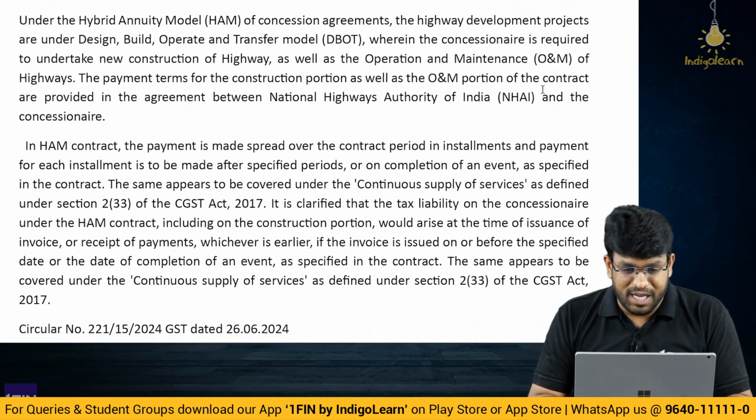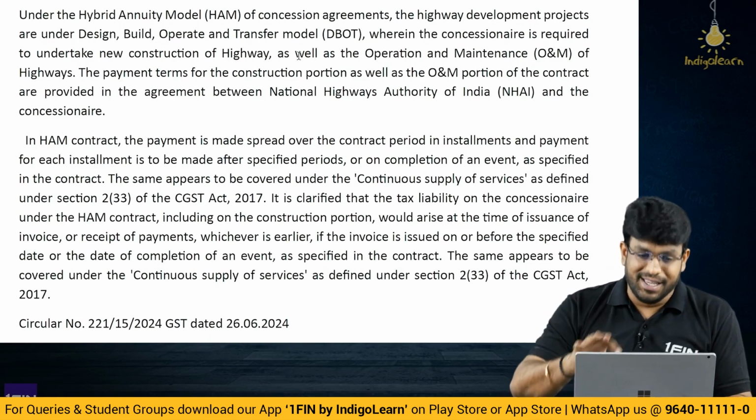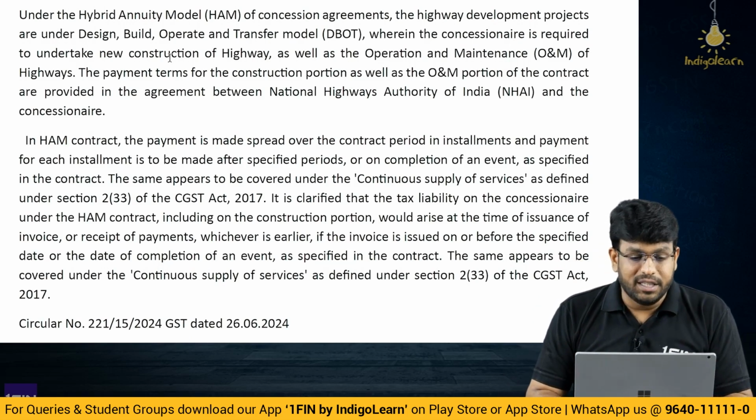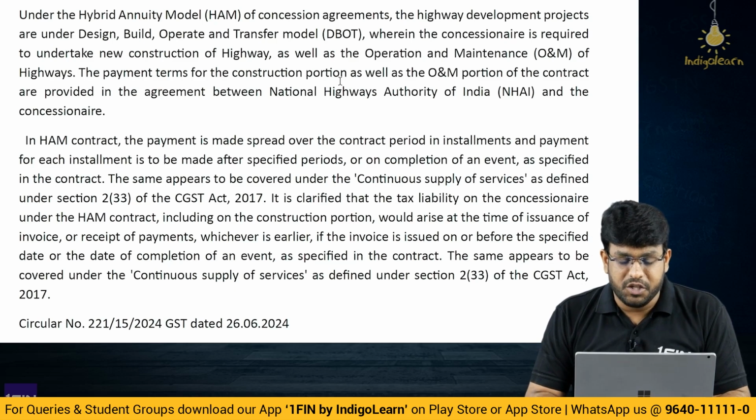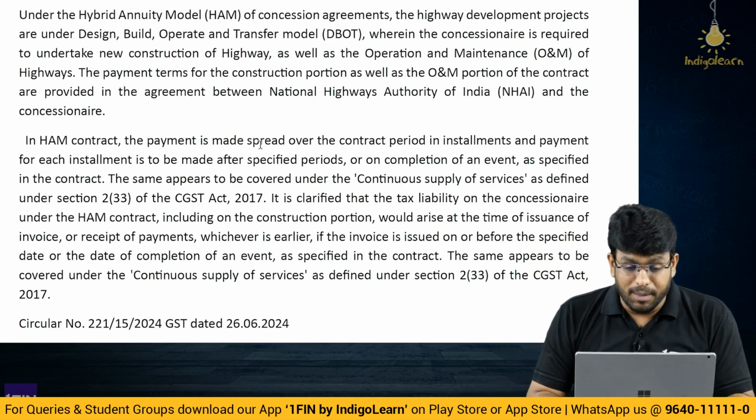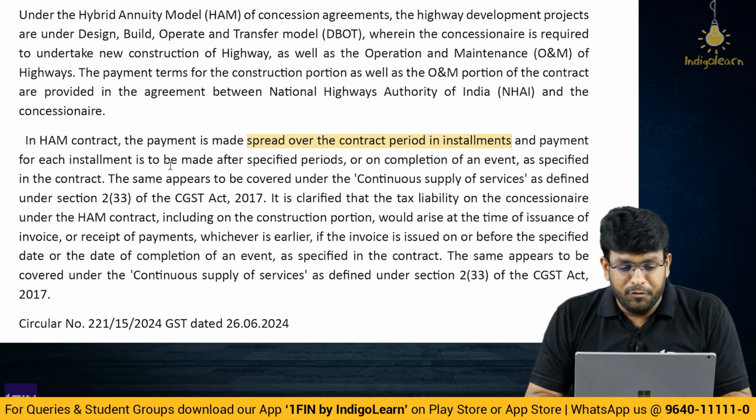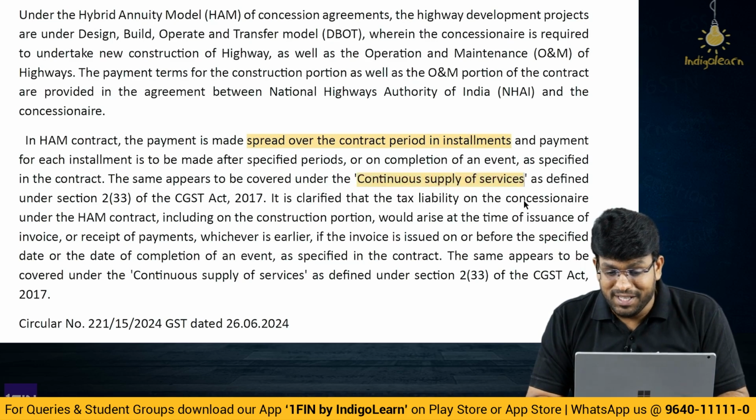Under the HAM concession agreements, the highway development projects are under a design, build, operate, transfer model. They are designed, built, operated and then transferred, where the concessionaire is required to undertake new construction of the highway as well as operational maintenance of the highway. And the payment terms for the construction portion as well as the operation and maintenance portion of the contract are provided in the agreement between NHAI and the concessionaire. In a HAM contract, the payment is spread over the contract period in installments, and the payment for each installment is to be made after specified periods or on completion of an event. And the same appears to be covered under continuous supply of service. That's what I just told you, my dear friends.